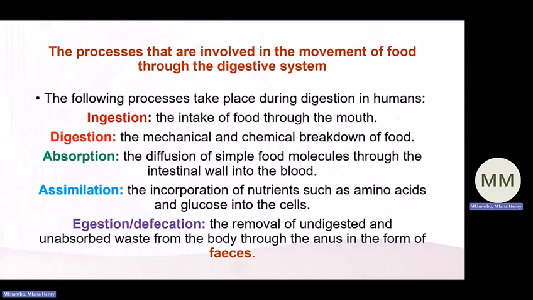Once digestion is completed, there is absorption, which is the diffusion of simple food molecules through the intestinal wall into the bloodstream. Also, we have assimilation, which is the incorporation of nutrients such as amino acids and glucose into the cell. Finally, there's egestion or defecation, which is the removal of undigested and unabsorbed waste from the body through the anus in the form of feces.